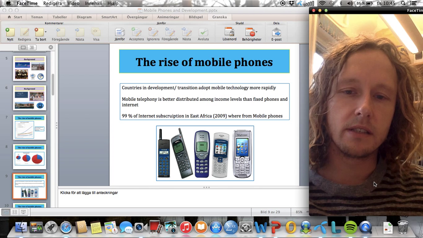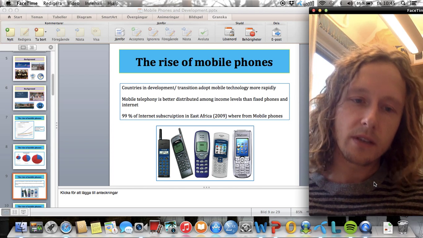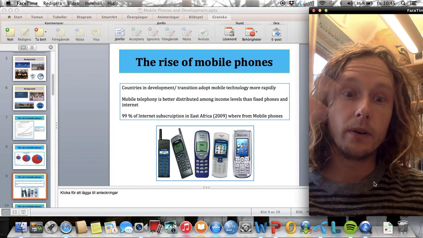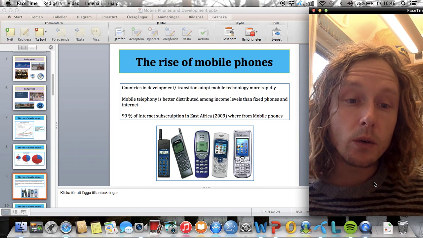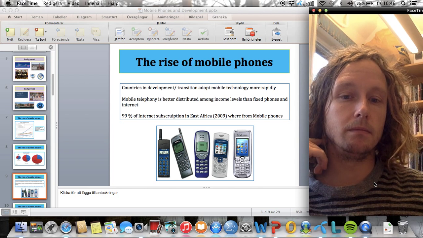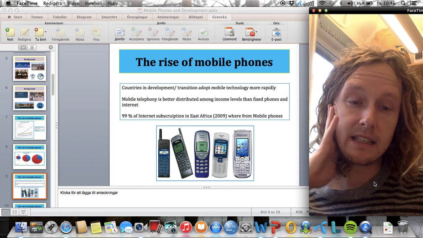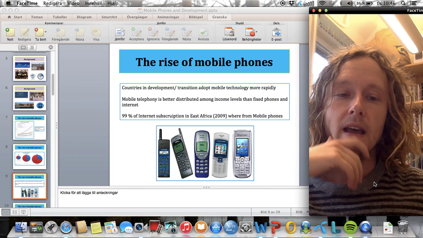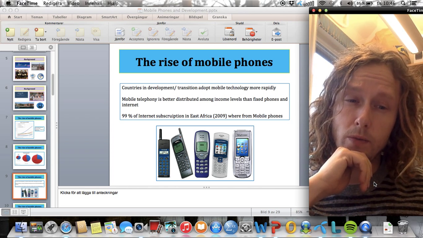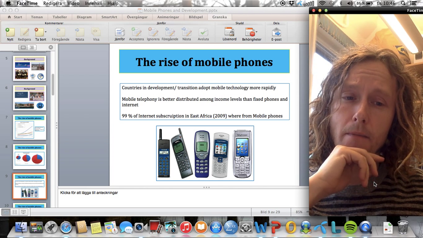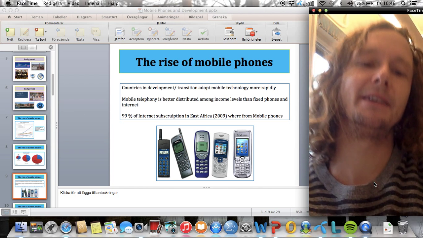Some other things here: we also see that countries in development and transition are much quicker to adopt new technology or mobile technology. This is also the case in former Yugoslavia and Eastern Europe. We also see that mobile telephony is a more equal medium, in the sense that it's distributed among a much broader range of income levels than fixed telephony and internet subscription. Well, now it's pretty much everyone. And if we want to talk about internet here, we see that internet is slowly starting to grow, but fixed broadband does not seem to happen here.